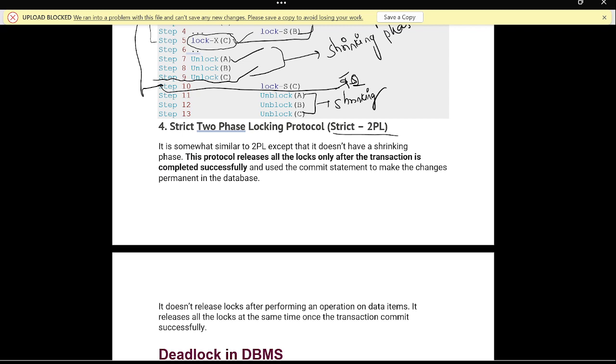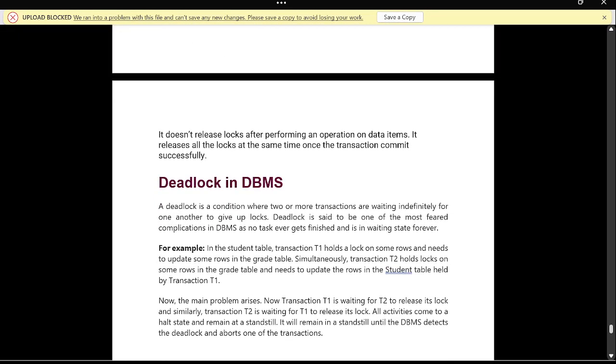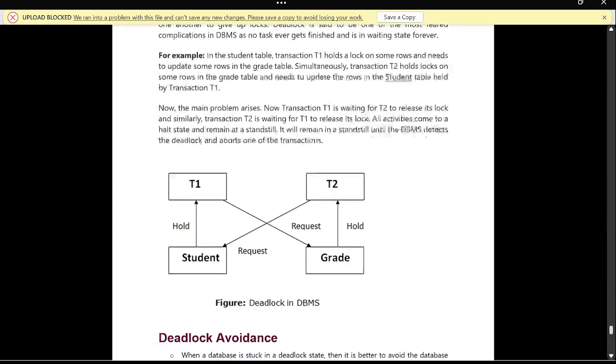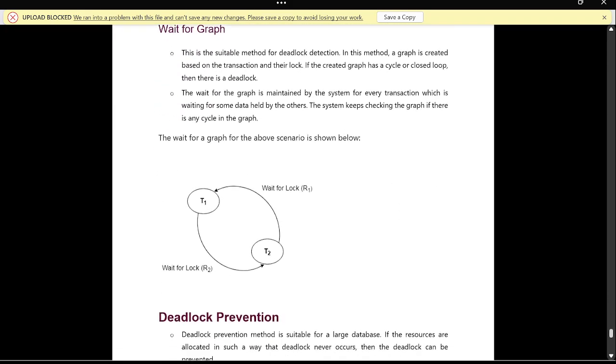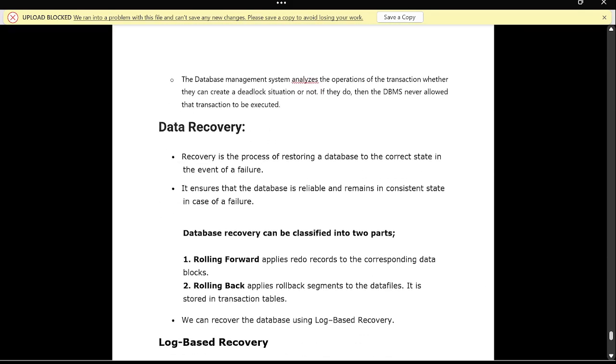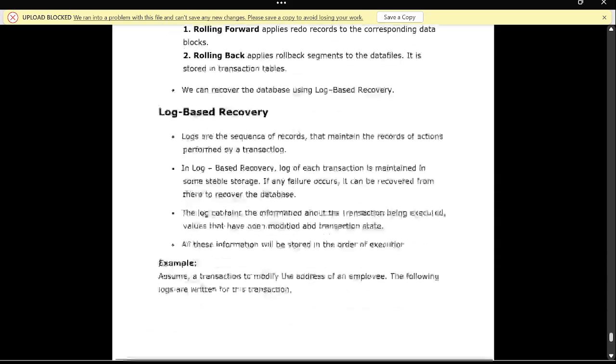So this protocol releases all the locks only after the transaction completed successfully, and uses the commit statement to make the changes permanent. Okay, after doing that, we are going to make a commit operation so that the changes are done permanently in your database. This is concurrency control, and these are the protocols which we use in concurrency control. And next we have deadlocks in DBMS. Whatever you have seen in the operating system, the same deadlock operations are going to be there here. Same preventions, but now I will explain what is data recovery.